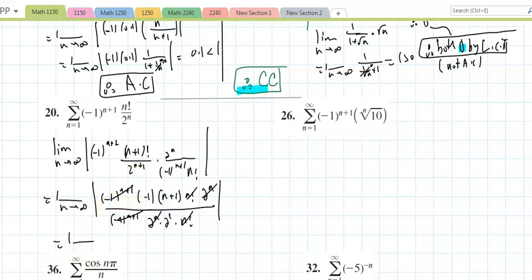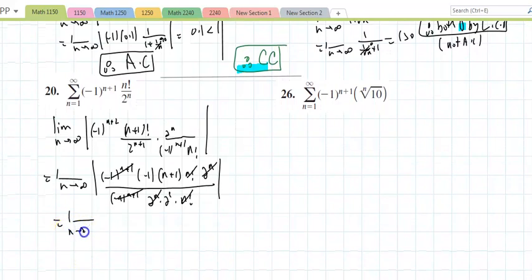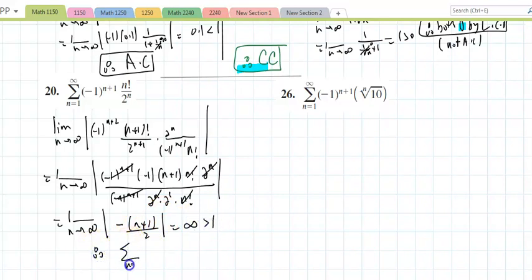I'm left with the limit as n approaches infinity. The top has a negative n plus 1 divided by 2. That limit is infinity, which is bigger than 1. Therefore, the original series, the original negative 1 to the n plus 1 n factorial over 2 to the n, diverges by the ratio test.